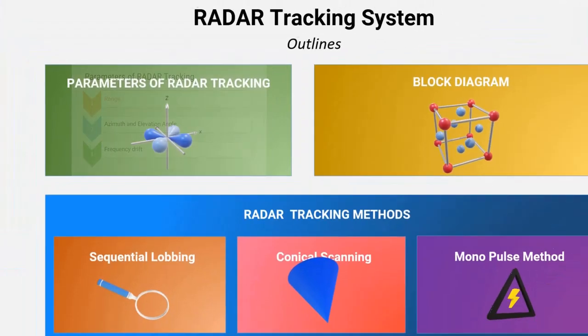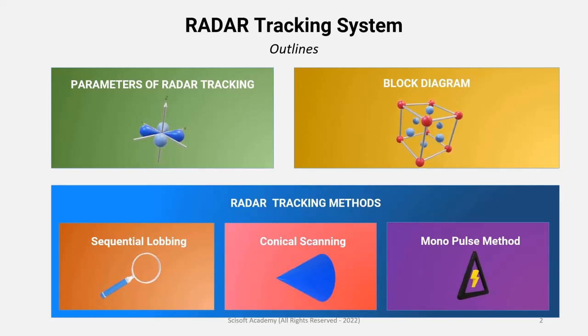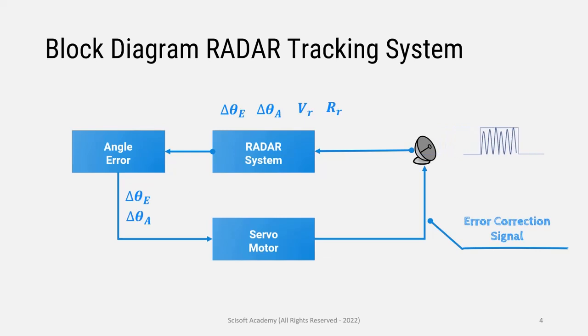Now we will move ahead with the block diagram of it, how a radar tracking system works live. As you can see, this is a very basic block diagram of a radar tracking system where we'll be getting the target data from the antenna to the radar system, and then the radar system identifies various parameters such as elevation angle, azimuth angle, the velocity and the range of the object, etc. So this information is going to be calibrated and the error is going to be calculated out of this data, and based on the error the command is going to be sent to the servo motor.